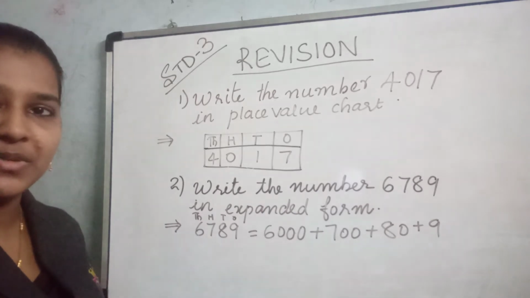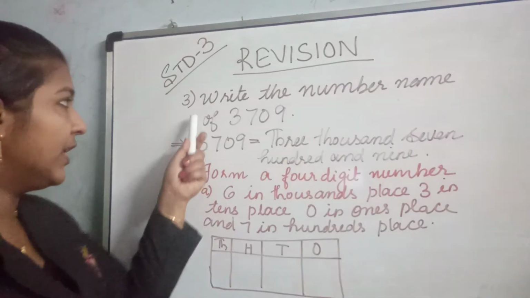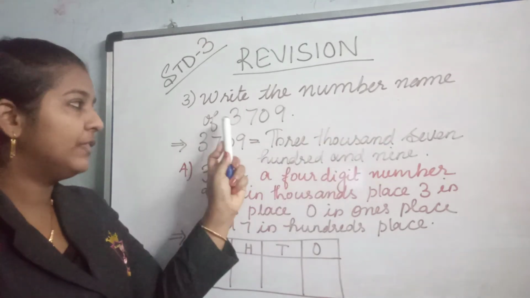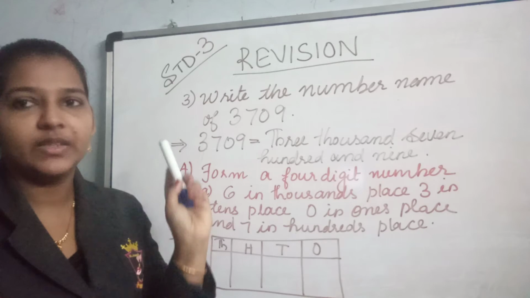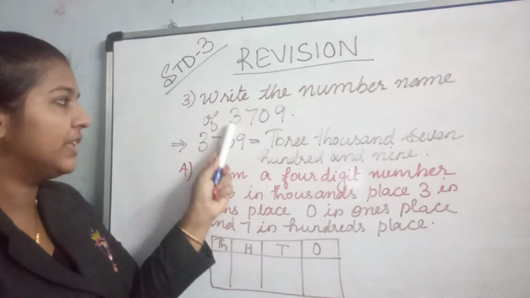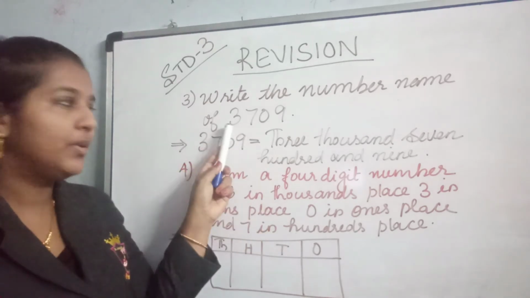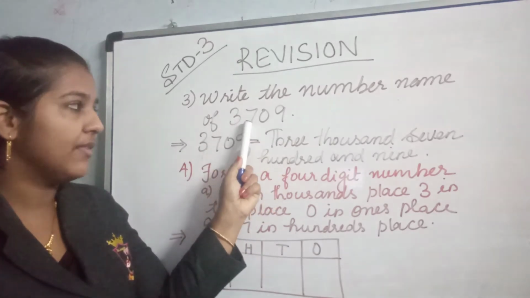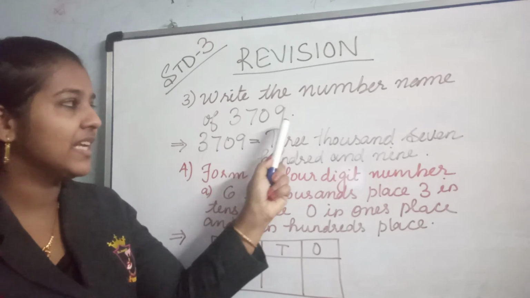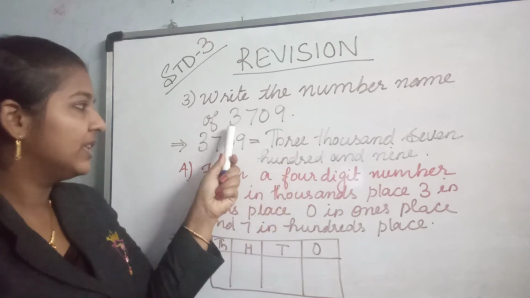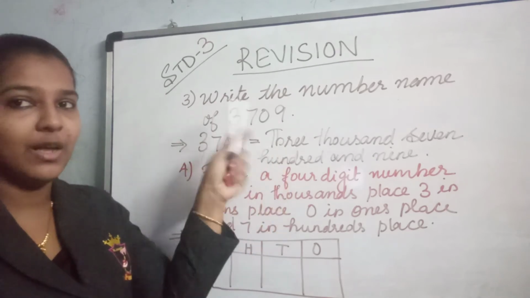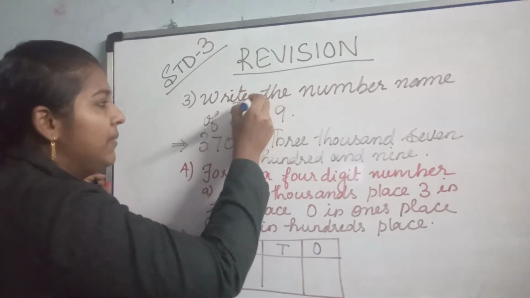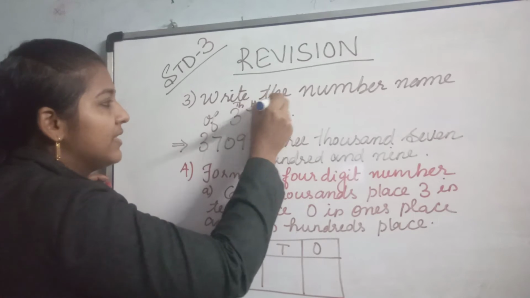Now let's move to the next question. Question number 3. Write the number name of 3709. How to read this number and how to say the number name? Yes, 3 in thousands place, 7 in hundreds place, 0 in tens place and 9 ones. So, 3 in thousands place, isn't it? You can write the place values just above each one: thousands, hundreds, tens and ones.